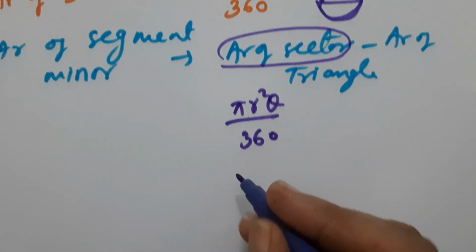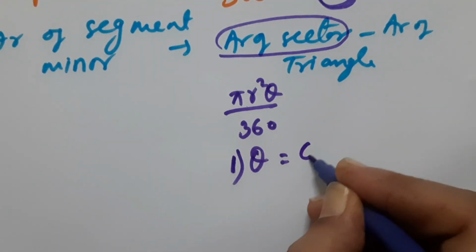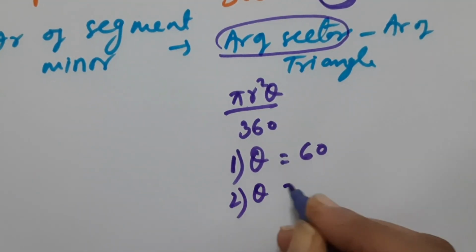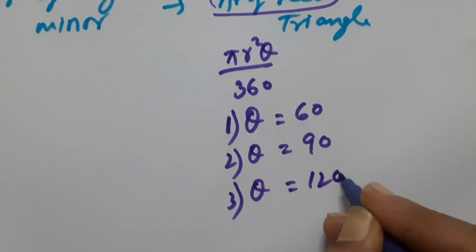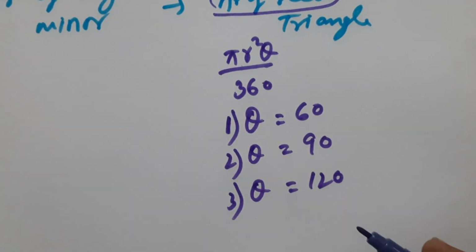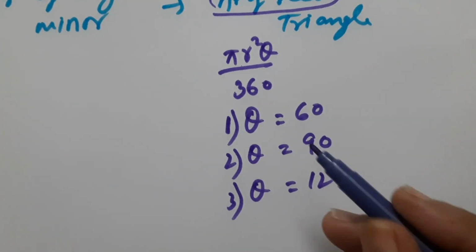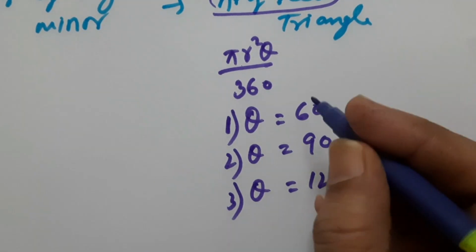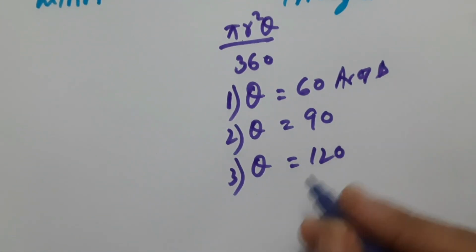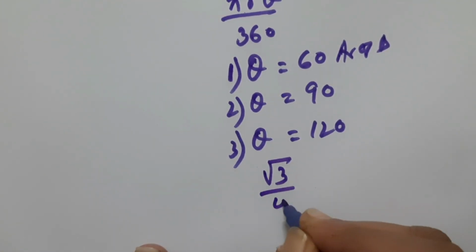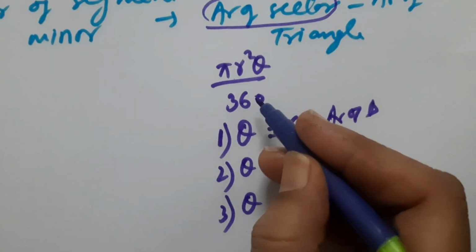For triangles there are three cases. First, theta can be 60. Second, it can be 90. Or third, it can be 120. So in your syllabus you have different types of angles, that is either 60, 90 or 120. If theta is 60, for the area of the triangle we are going to use the formula root 3 by 4 r square. We'll write the area of sector formula first.